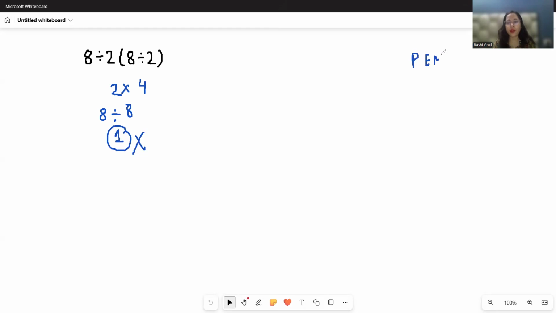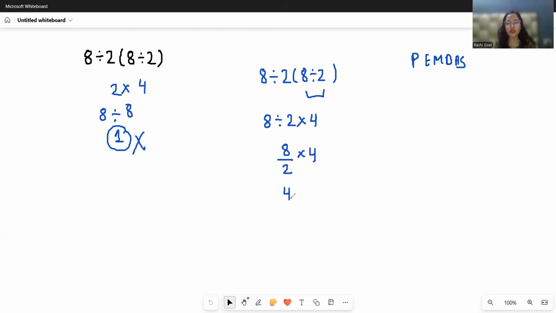So while following the PEMDAS rule, rewrite the expression 8 divided by 2 bracket 8 divided by 2. First solve the parenthesis, that is 8 divided by 2, which is 4. Now write the left out terms. We know that division and multiplication both have the same priority, but we have to solve it from left to right. So from the left it's division first. So 8 divided by 2 times 4. 8 divided by 2 is 4, and 4 times 4 is 16. So what is the correct answer? 16, not 1. So stay tuned for the next question.